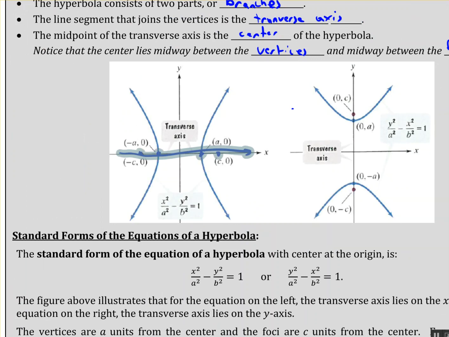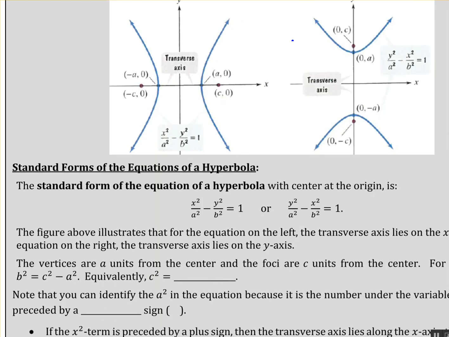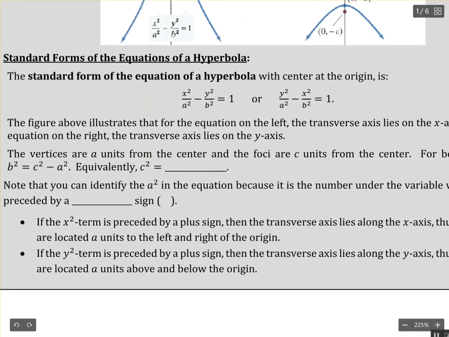Notice the equation of a hyperbola is basically just the same as an ellipse, except there's a minus sign instead of a plus sign. So, x squared over a squared minus y squared over b squared equals 1, or y squared over a squared minus x squared over b squared equals 1. And now, in an ellipse, c squared was equal to the bigger minus the smaller. Here, c squared is going to equal a squared plus b squared. We're just going to add them together. Note that you can identify a squared in the equation because it's the number under the variable preceded by a plus sign.